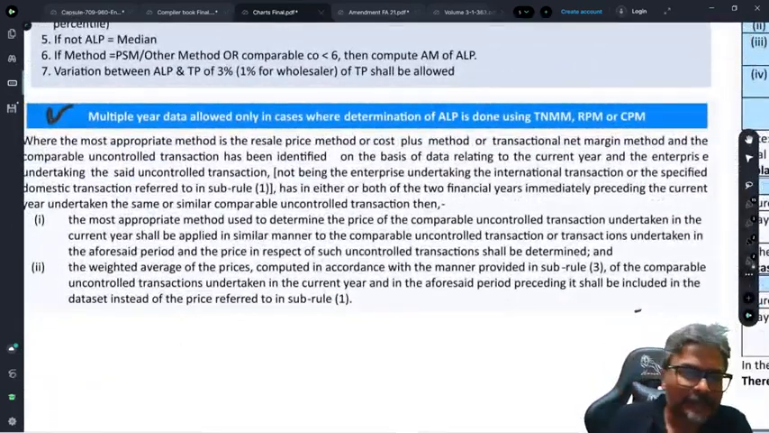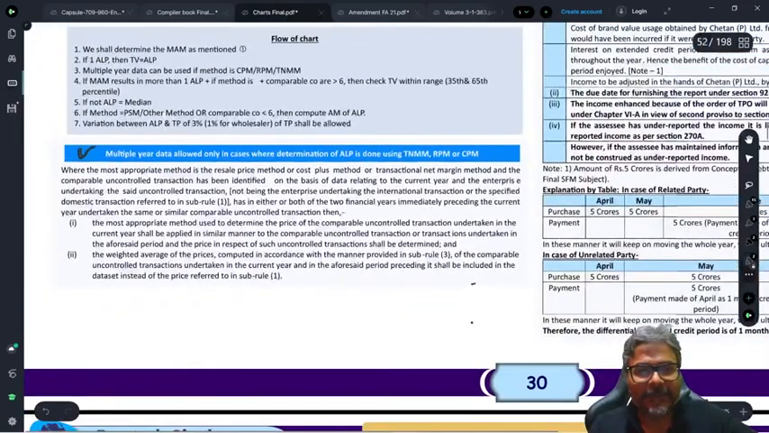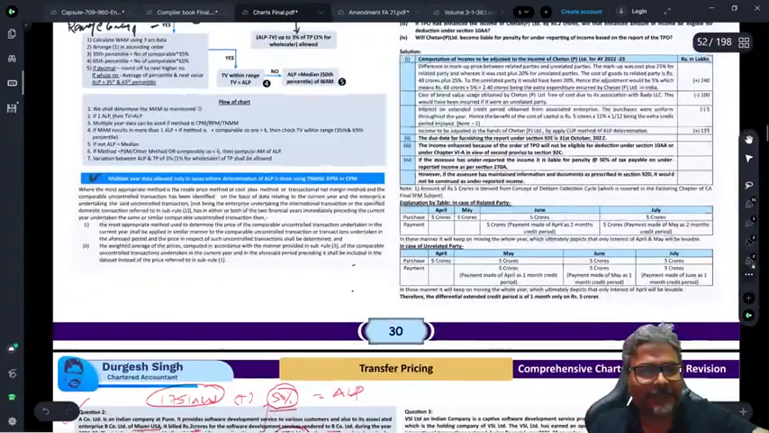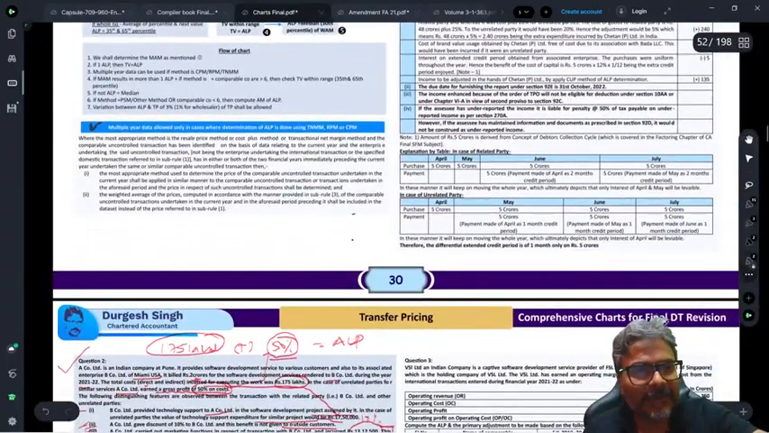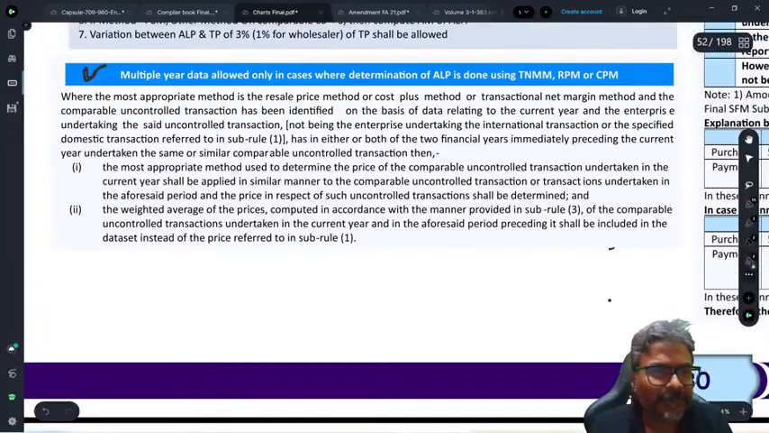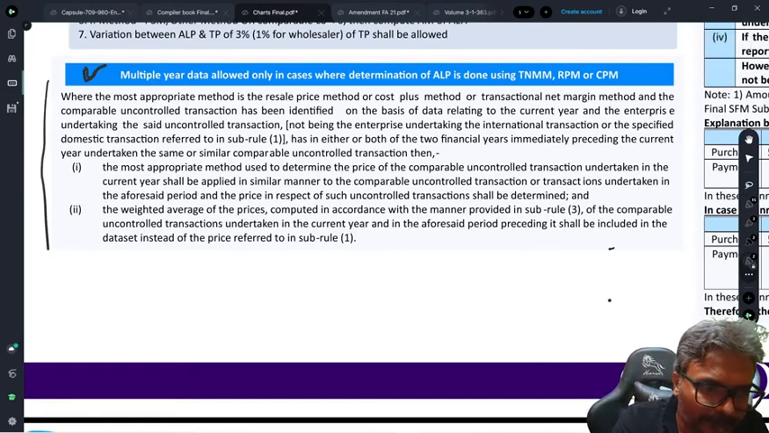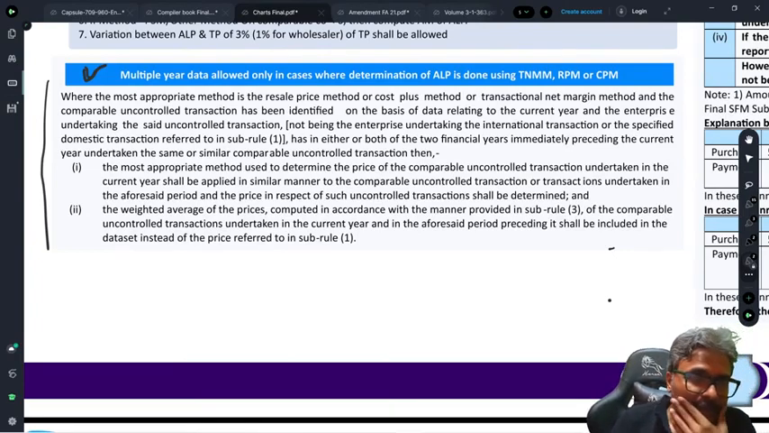Multi-year data. What is this concept of multi-year data, students? Here, in fact, what we are given in the question is this multi-year data. Students, here let's have a look. In this multi-year data, students, what exactly is it?